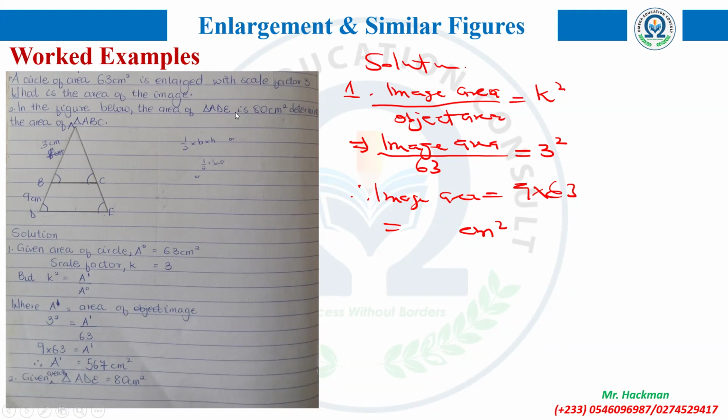The other one, the figure below: we are looking at the area of triangle ADE. It's 80 centimeters squared. Determine the area of triangle ABC. Obviously, if you take triangle ABC to be the image of triangle ADE, then in this case you are looking at a reduction. Take notes: you just have to substitute. In this case, you don't know your k; you are supposed to find your k. Just like I said, if I take this as my object, usually you will be told, only that this one you are not told.